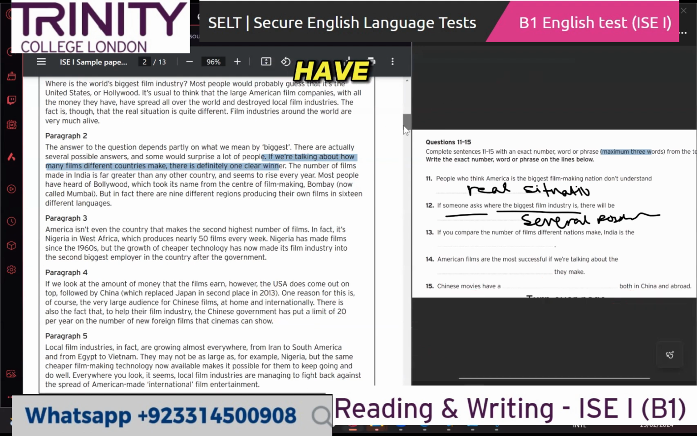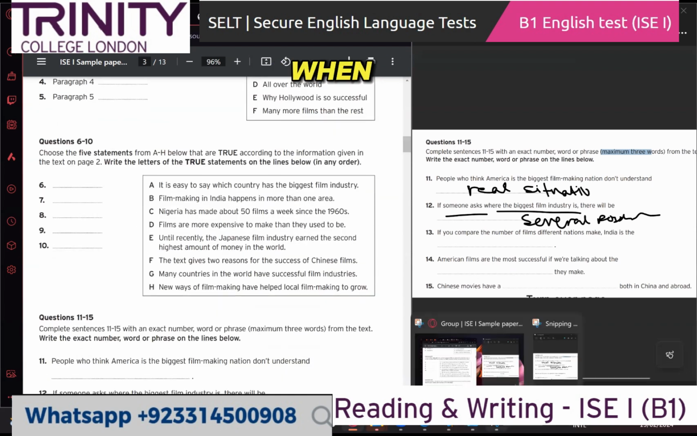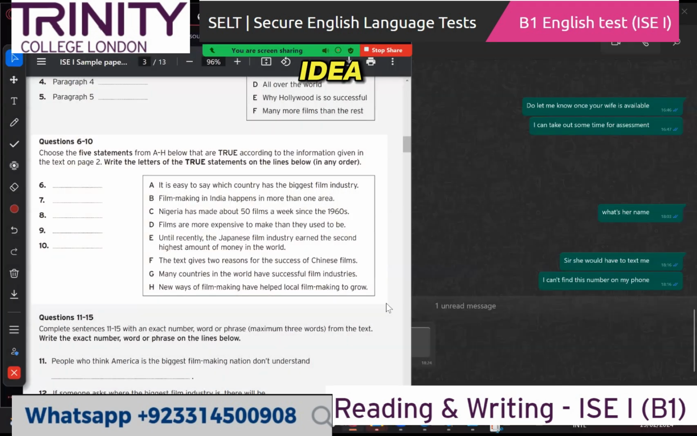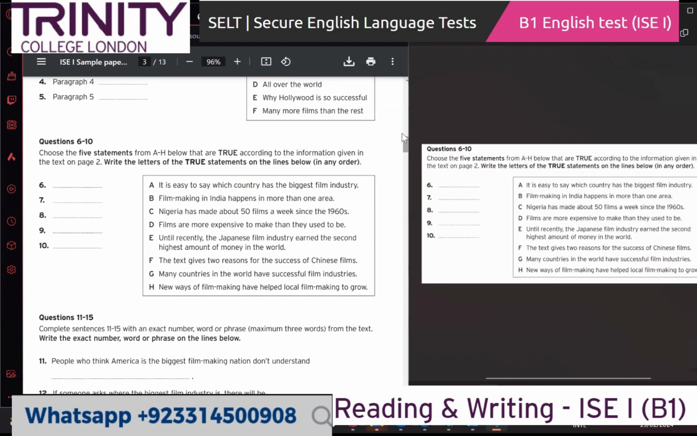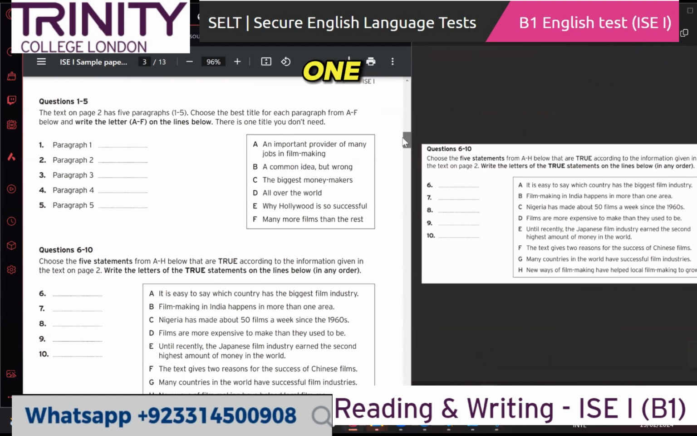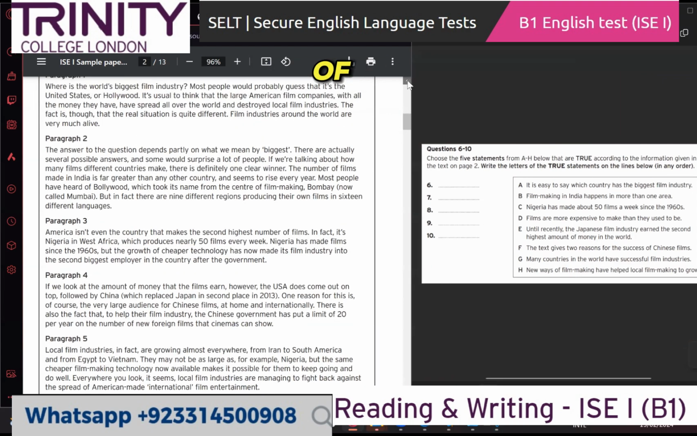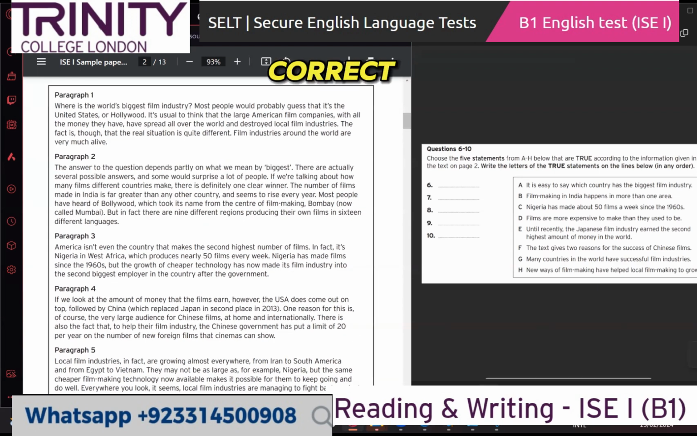Now, as you have some idea about the text already, when I asked you to read it, my entire purpose was so that you can have some idea from the text. There are no marks for reading it. It's a comprehension-based task. Okay, now I think in this one you can do it easily because this is easy. Out of the given statements, you have to choose 5 correct.